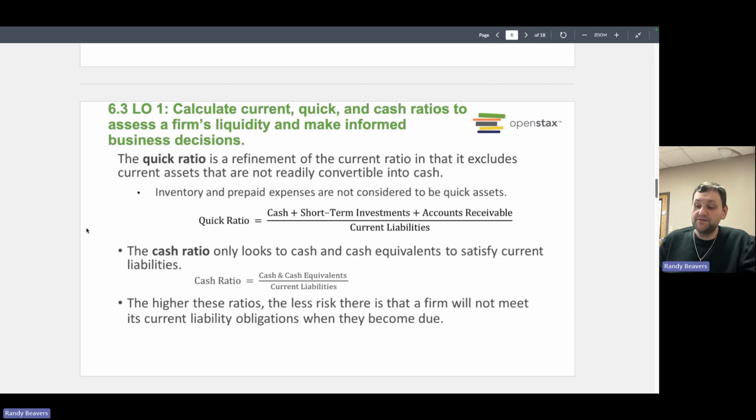Note that the higher the ratios, the less risk there is that a firm will not meet its current liability obligations when they become due. However, we don't want this number to be way too high, because if it is, that would suggest that the company might have too much cash and they're not deploying it well enough. Examples of this in the past have included Facebook or Meta, as well as Apple.